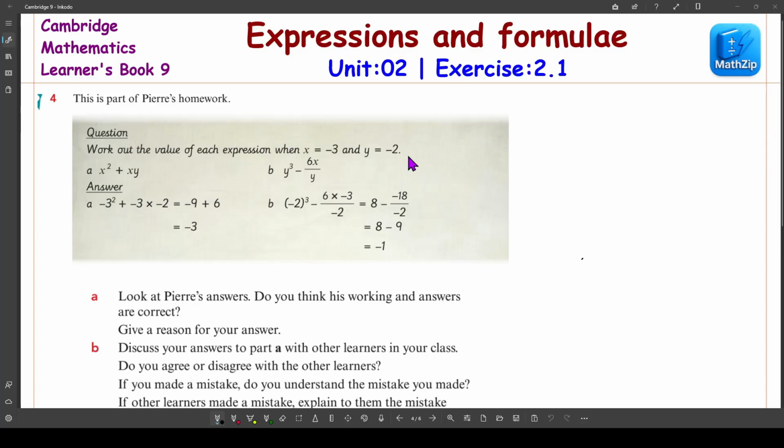Welcome to MathZip, Cambridge Mathematics Learner's Book 9, Unit 2, Exercise 2.1. We are starting this video from question 4.